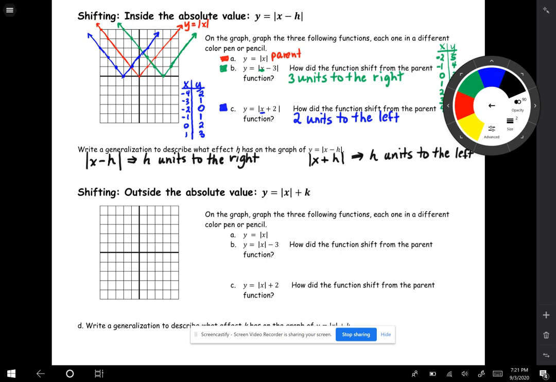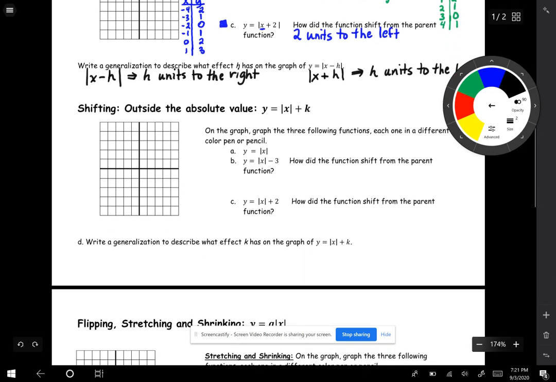All right. The next one we're going to do is shift outside the absolute value, and that is referred to as k. So we are going to use colors again. I'll use red for the parent. So I'm going to graph the parent again. That shouldn't take very long.